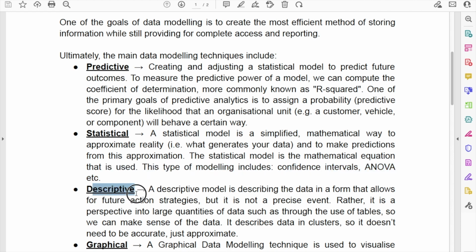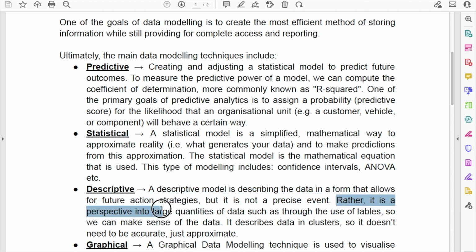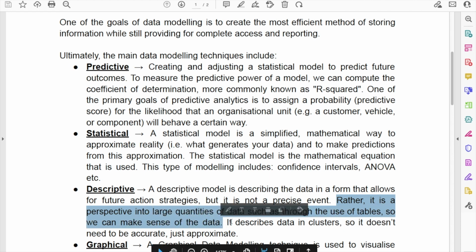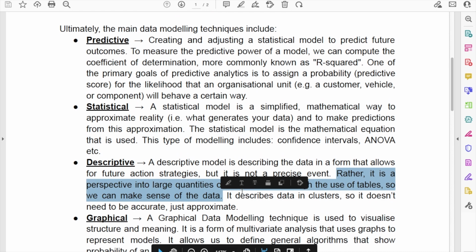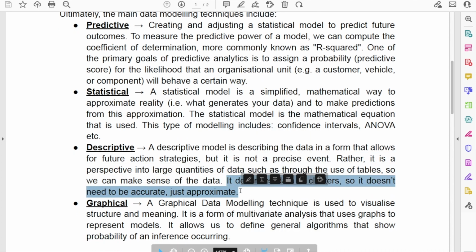Following on, we have descriptive. A descriptive model is describing the data in a form that allows for future action strategies, but it is not a precise event. Rather, it is a perspective into large quantities of data, such as through the use of tables, so we can make sense of the data. It describes data in clusters so that it doesn't need to be accurate, just approximate.